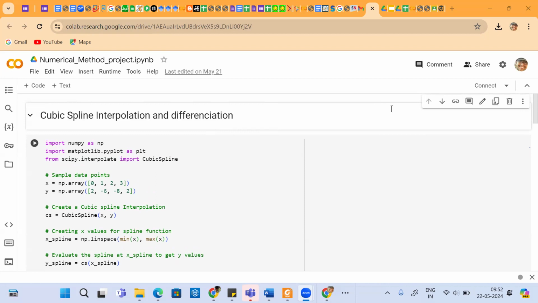Okay, this is the Python implementation of cubic spline interpolation. We don't have to do some hectic work here. First import numpy as np and import matplotlib dot pyplot as plt, and from scipy interpolate we have to import CubicSpline. We just give the data points as arrays. X is equal to np dot array and y is equal to np dot array of 2, minus 6, minus 8 and 2, and we just call CubicSpline x comma y in the object cs.